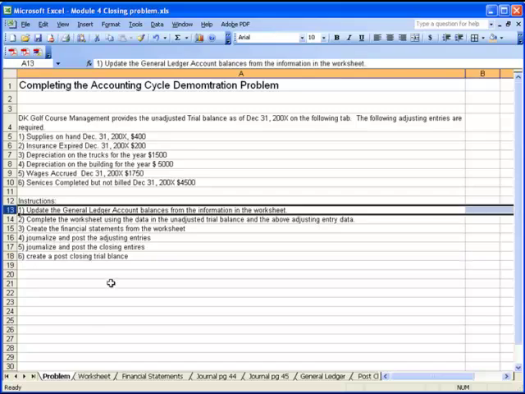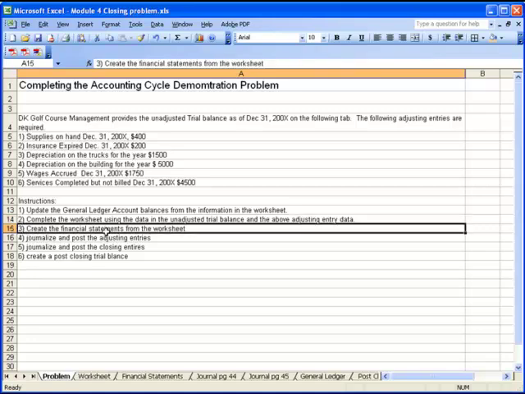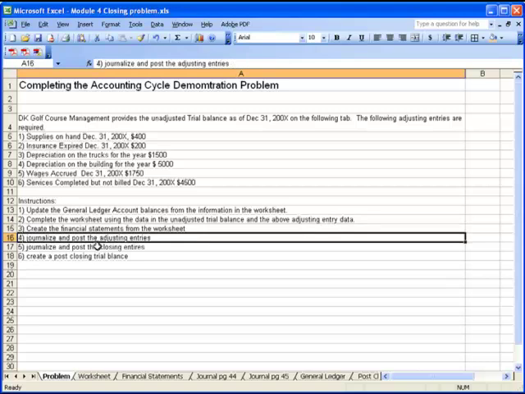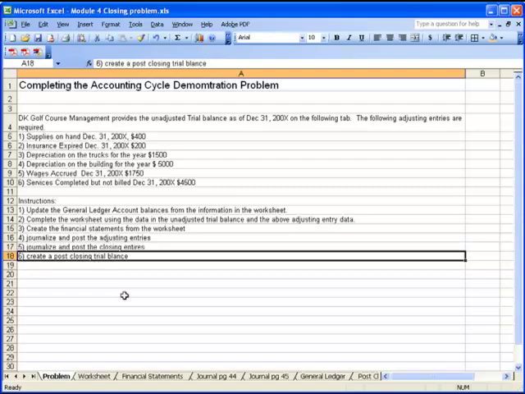Our job is to update the general ledger account balances from the information worksheet, then to complete the worksheet using the data in the unadjusted trial balances and the above adjusting entry information, create financial statements, journalize and post the adjusting entries, journalize and post the closing entries, and to create a post-closing trial balance.